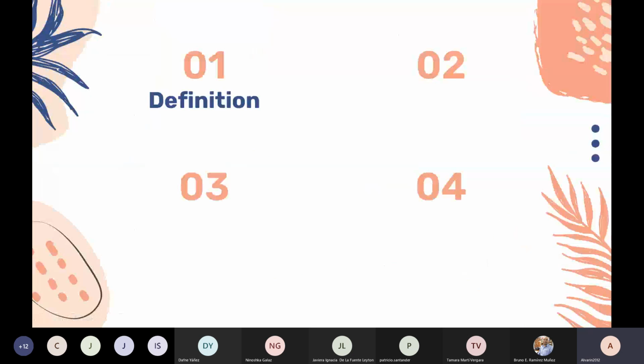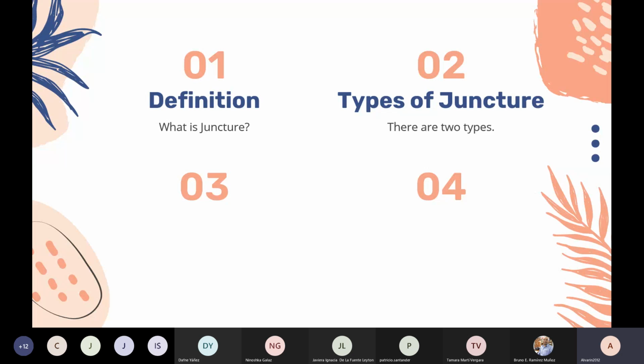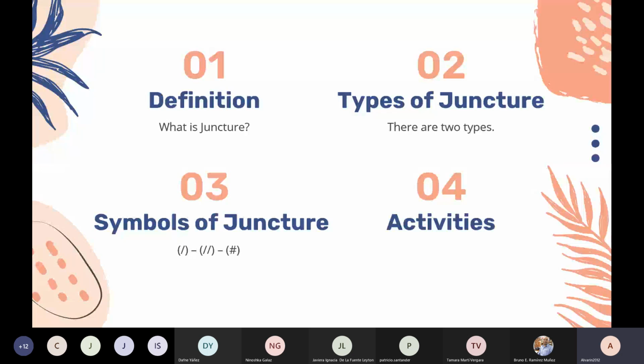First of all, we're going to talk about our agenda for today. The agenda will consist of 4 parts. In the first part, we're going to define and present the juncture feature, the definition, what is juncture. In the second part, we will present the 2 types of junctures. The third, we're going to define and introduce the different symbols of junctures. And in the last part, we have activities of listening, writing, and reading. So let's start with our first part.